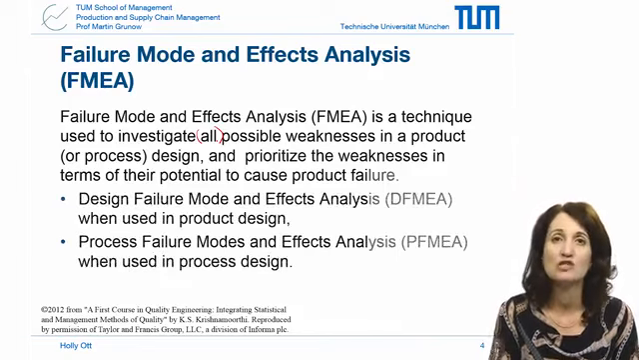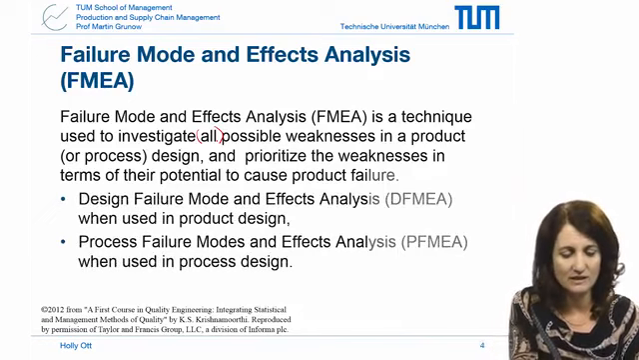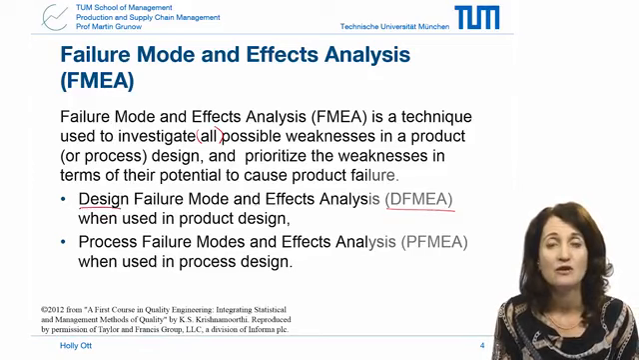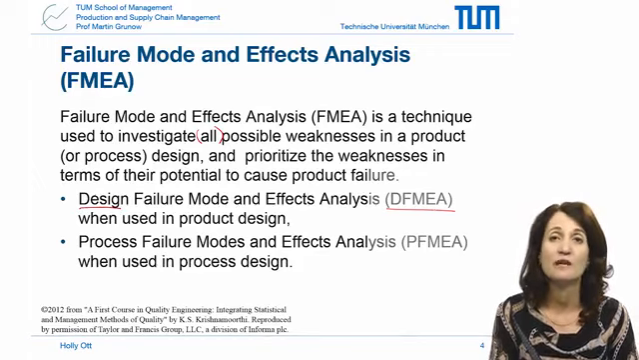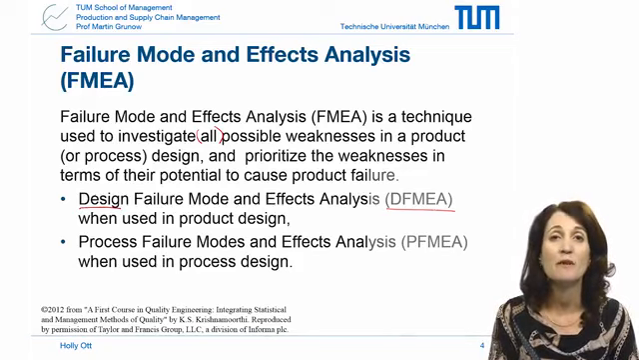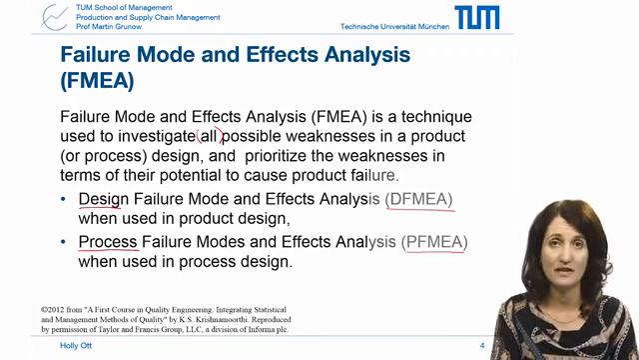When this technique is used at the stage of evaluating the design of a product, it's called the design FMEA, or DFMEA. And you can use the same technique in the design of a process that produces products or services. This method will then help to identify and prioritize the modes of failures in the process that might cause poor quality in the products. And this is a process FMEA, or PFMEA.